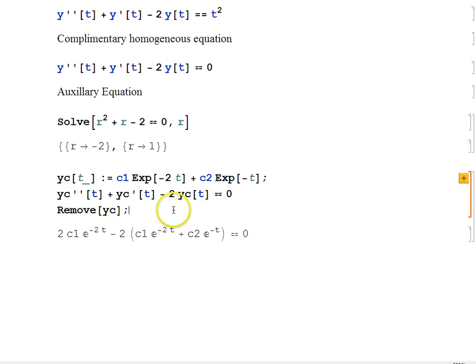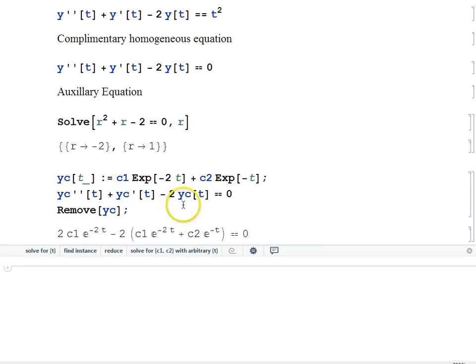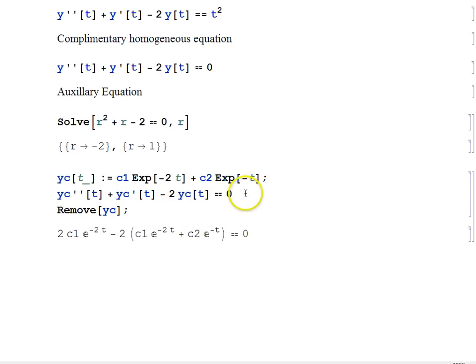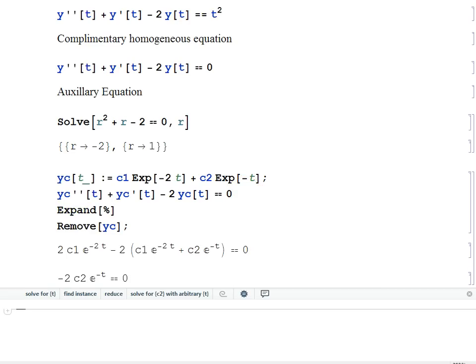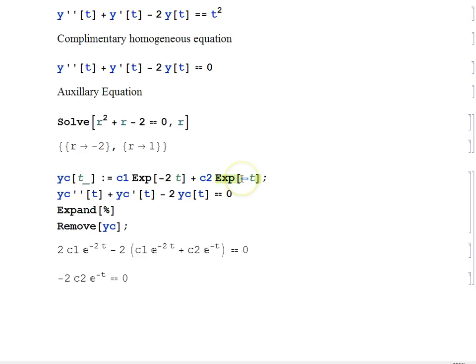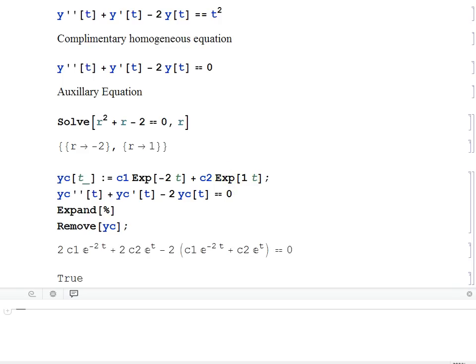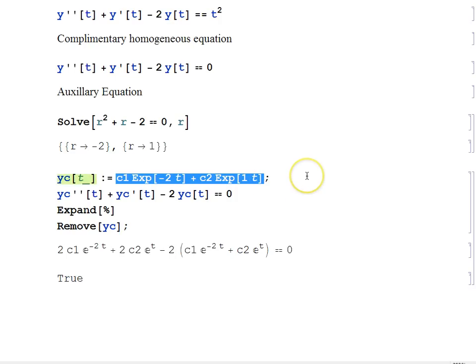Oops. Gave me that. And let's expand. Ooh, I did something wrong. What did I do wrong? Ah, right here. That's positive 1. Excellent. So this is the complementary solution.